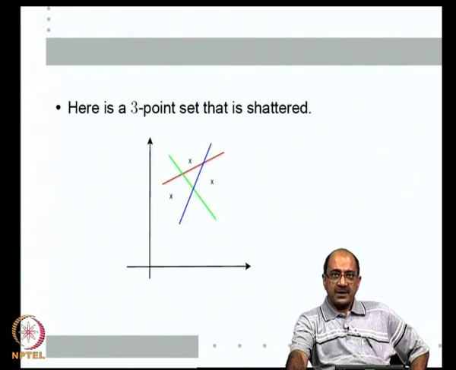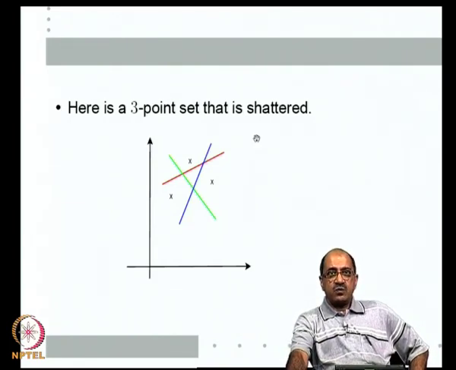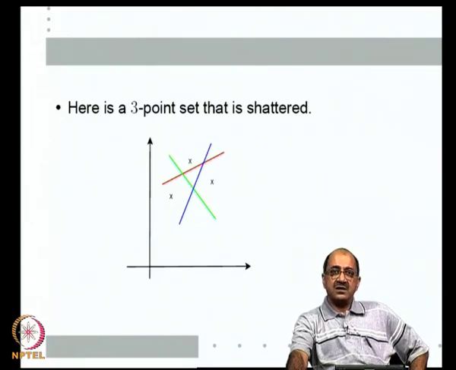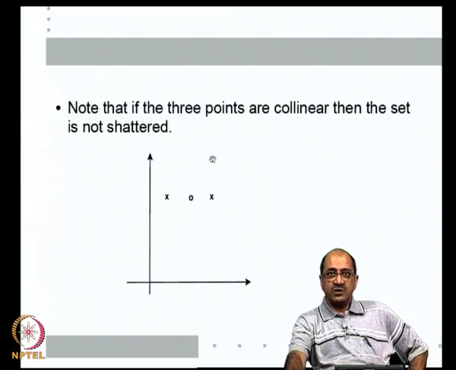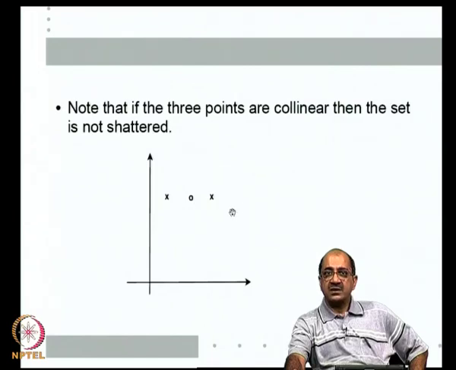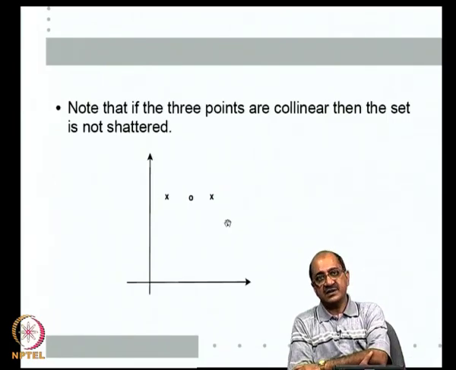Very simple. As you have already seen, that one 3-point set is shattered does not mean that all 3-point sets are shattered. Here is a simple example of a 3-point set that is not shattered. If you give me 3 points in a line, label the middle one as 0 and the other 2 as 1, then I cannot draw any hyperplane that puts the middle point on one side and the other 2 points on the other side of the hyperplane. So, if the 3 points are collinear, then the set is not shattered.